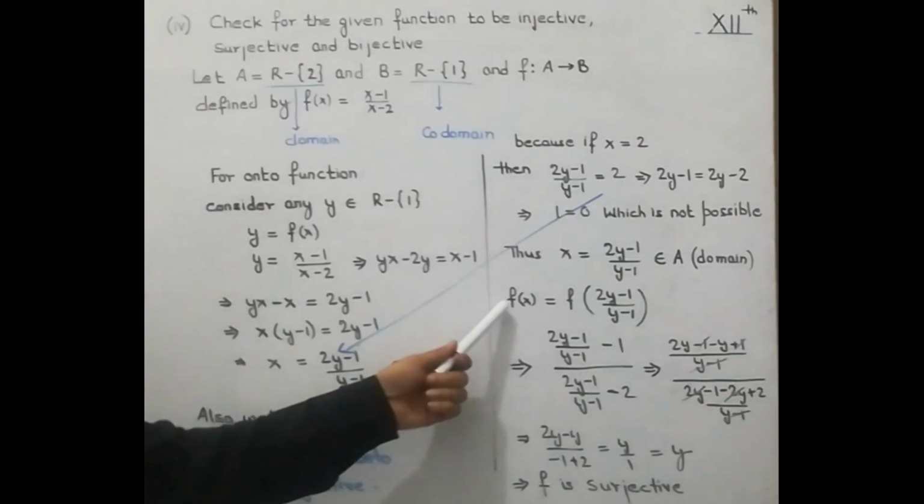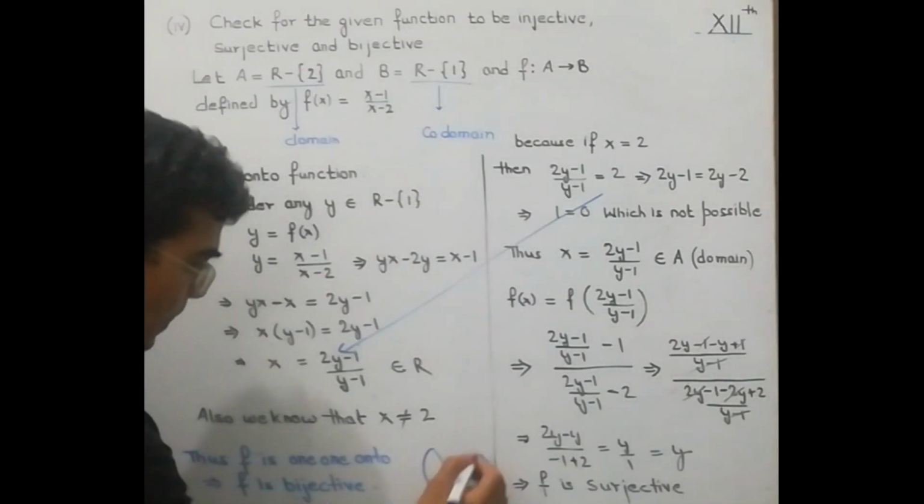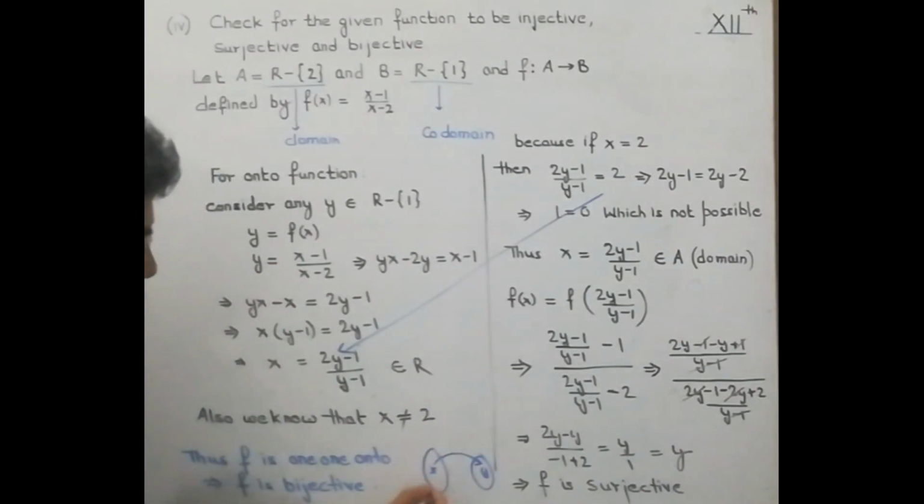After doing this, now we know that for a pre-image you always get an image. So you come to the reverse. Here this pre-image is 2y minus 1 upon y minus 1. When this is substituted, we should get y. So that we have solved. So you can pause and note it down.